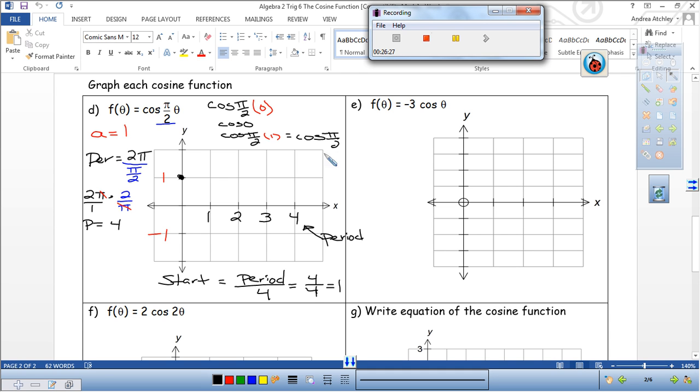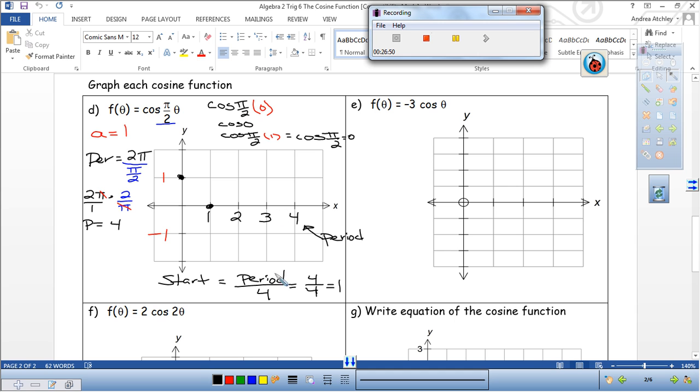Okay, Victoria, what's the cosine of pi over 2? Look at the unit circle. Look at pi over 2, 0. It gives me 0.